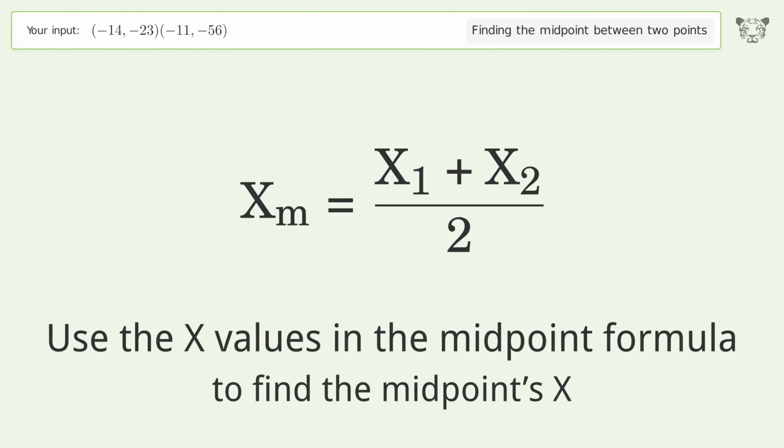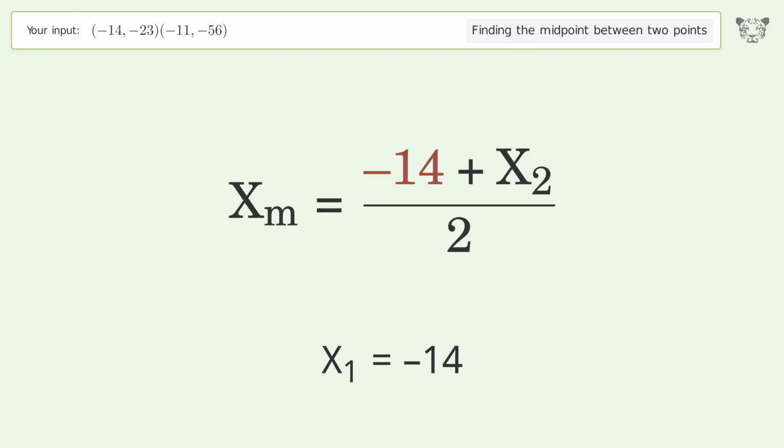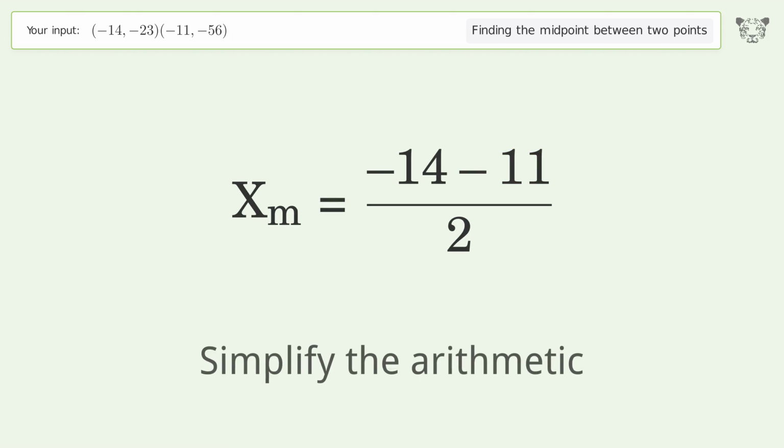Use the x values in the midpoint formula to find the midpoint's x. x1 equals negative 14. x2 equals negative 11. Simplify the arithmetic.